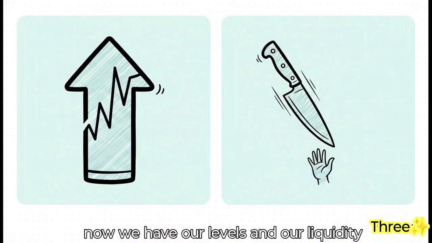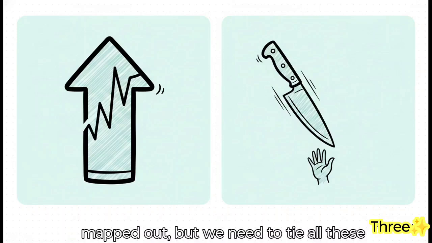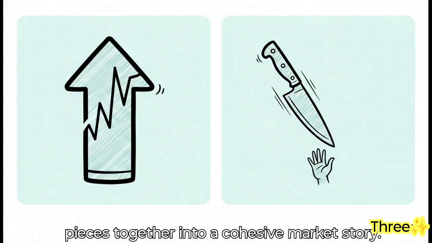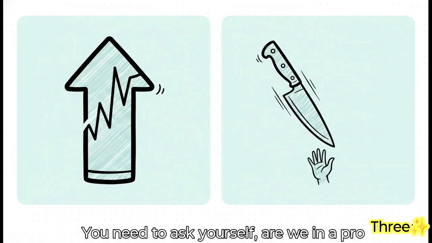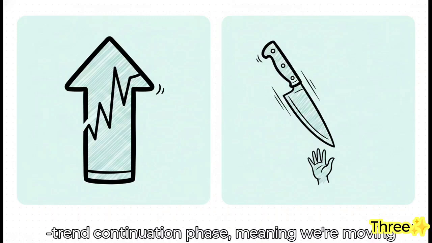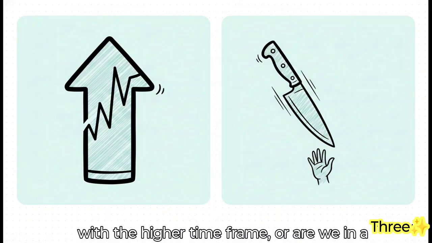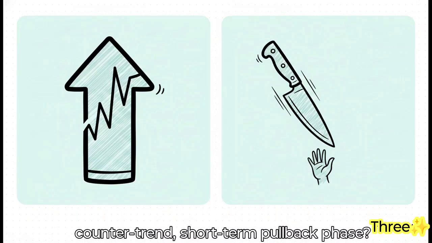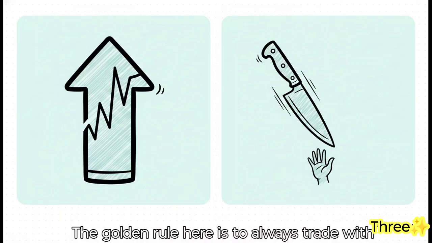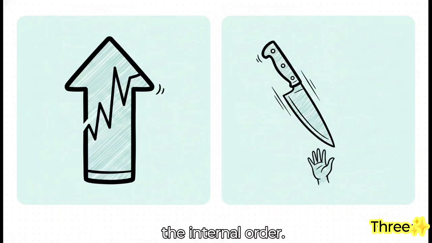Step 4. Building the narrative and targets. Okay, so now we have our levels and our liquidity mapped out, but we need to tie all these pieces together into a cohesive market story. You need to ask yourself, are we in a pro-trend continuation phase, meaning we're moving with the higher time frame, or are we in a counter-trend, short-term pullback phase? The golden rule here is to always trade with the internal order flow.